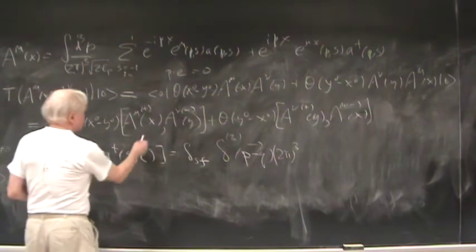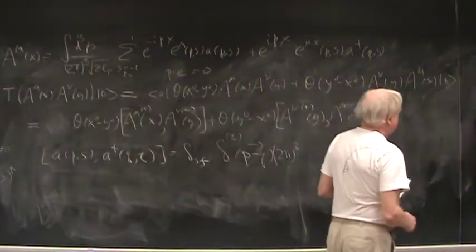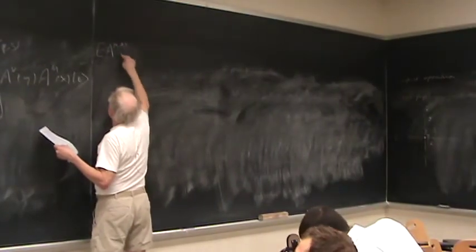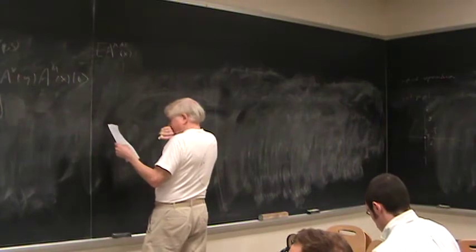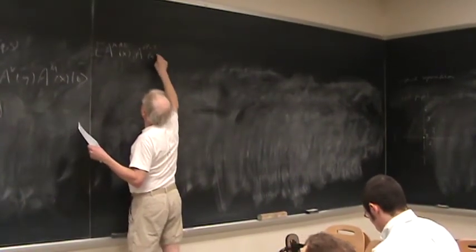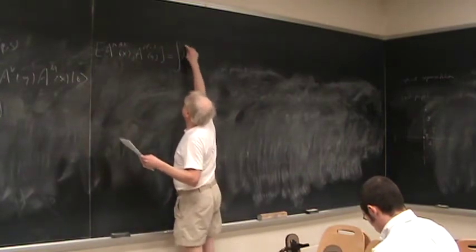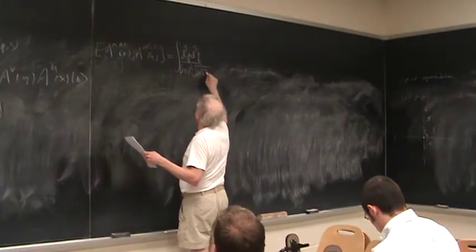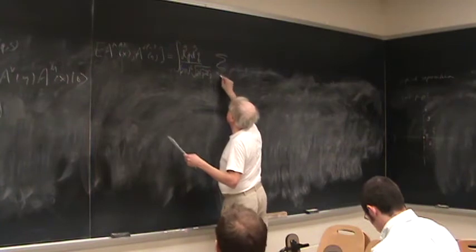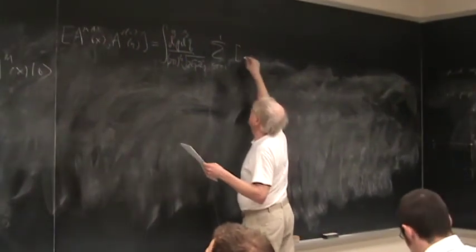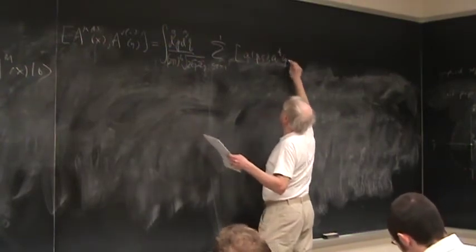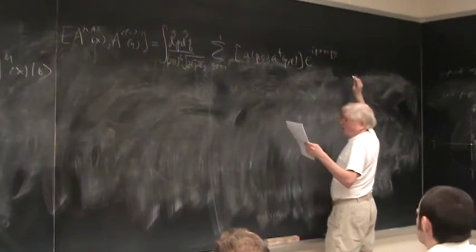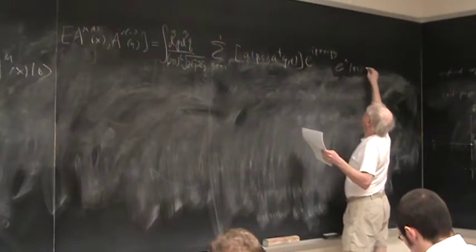All right, so now we want to compute the first term here, and this is fairly straightforward. You get A^μ plus of x, A^ν minus of y. Well, this is going to be an integral d³p d³q over (2π)^6 square root of 2E_p 2E_q, sum over s, t from minus 1 to 1, skipping 0, the commutator of a of p and s with a dagger of q and t, and then e to the minus i p x plus i q y, and then ε^μ of p s, ε^ν of q t star.